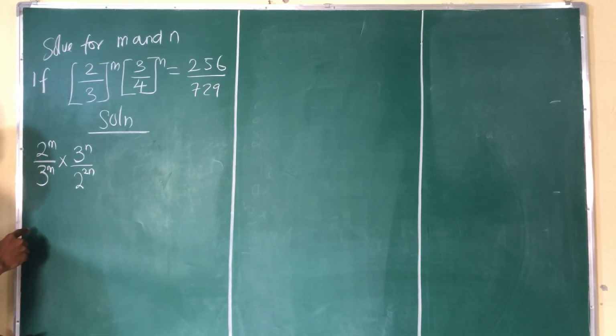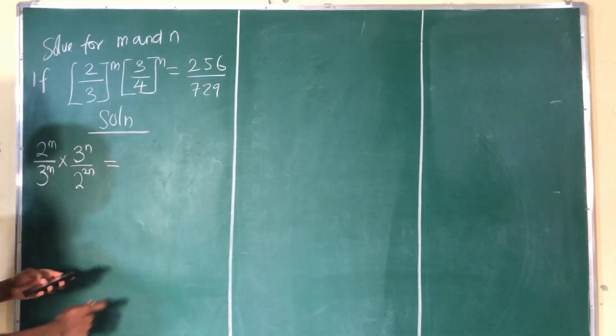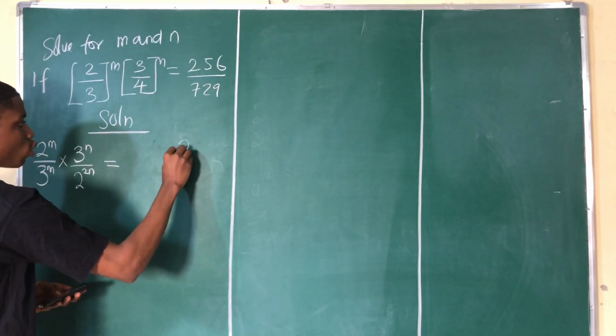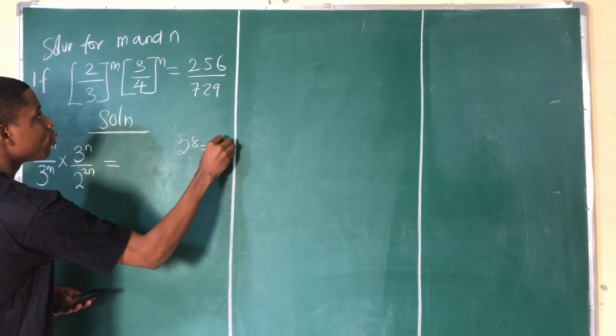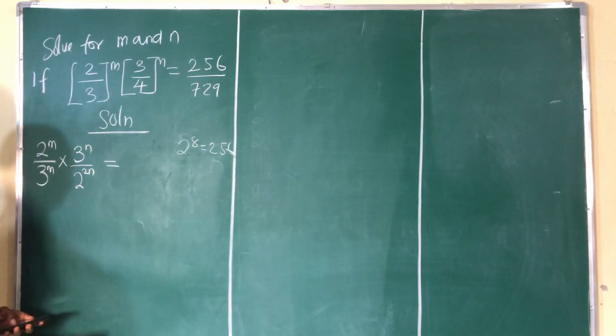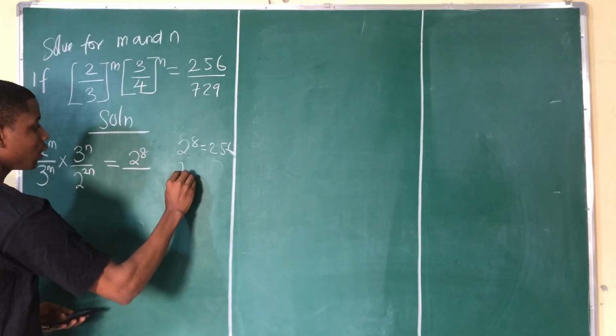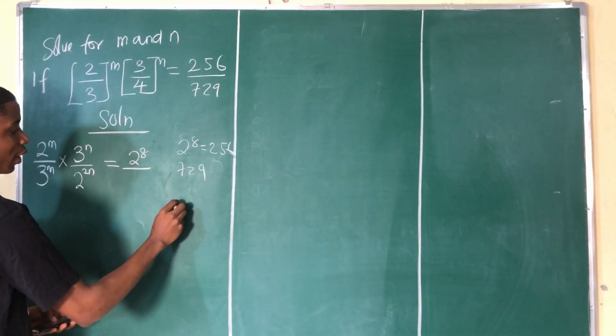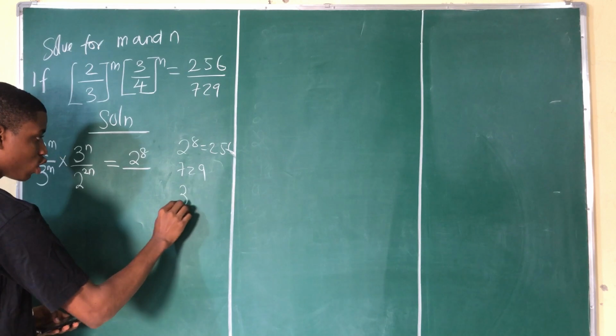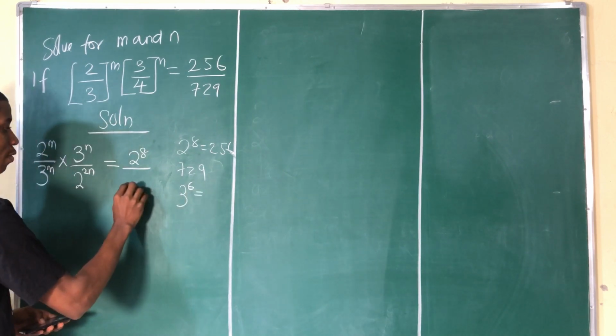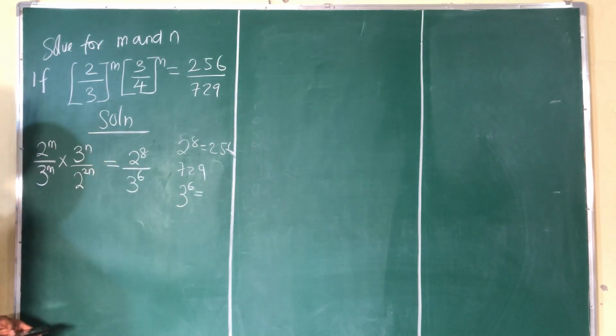Everybody understands this concept. 256 is a multiple of 2: 2 raised to power 8 equals 256. So we write it as 2 raised to power 8 over. Now, 729 is a multiple of 3, and it's 3 raised to power 6, right? So we're having 3 raised to power 6.